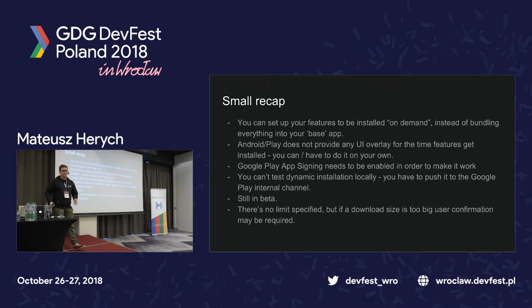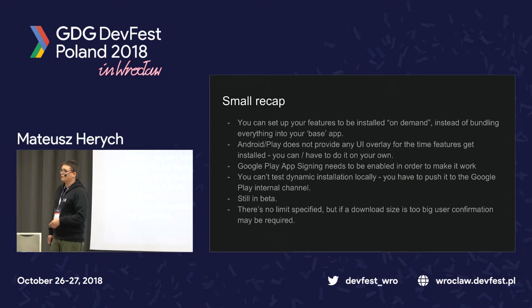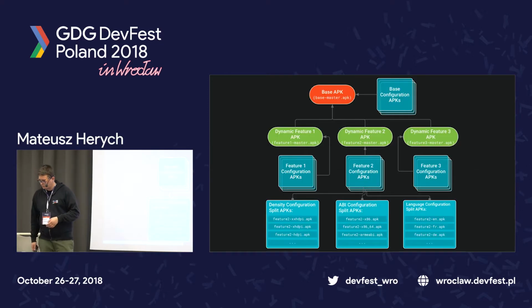There is no limit specified on the size of your dynamic feature modules. However, if the download size is too big, and too big is not specified either, the user might be asked for confirmation. So if they're on a data plan and you want to download dynamic feature modules that weigh like 200 megabytes, then probably the user should have a choice.